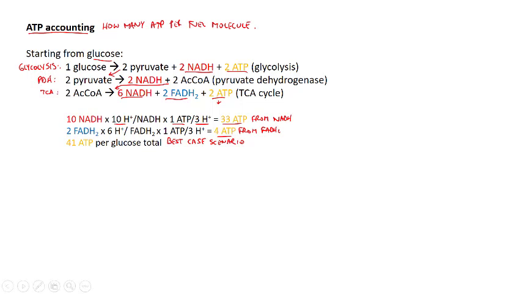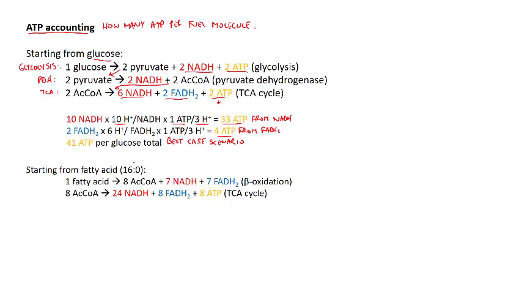All right, that's glucose. Let's do a fatty acid. So let's do palmitic acid, a saturated fatty acid, which makes the math really easy. From a 16-carbon saturated fatty acid, in beta oxidation, we get 8 acetyl-CoA, 7 NADH, and 7 FADH2. All right, great. Then we take those acetyl-CoAs, and they go into the citric acid cycle. And 8 acetyl-CoA will end up giving us 24 NADH, 8 FADH2s, and 8 ATPs.